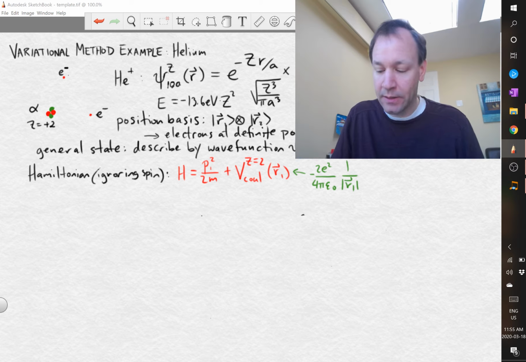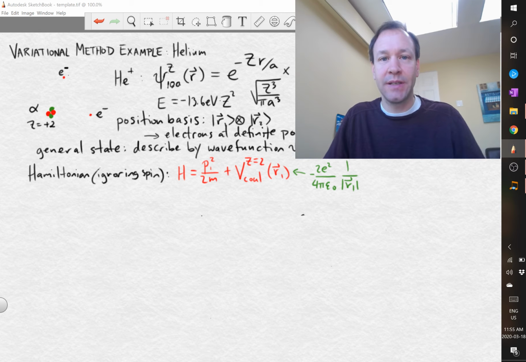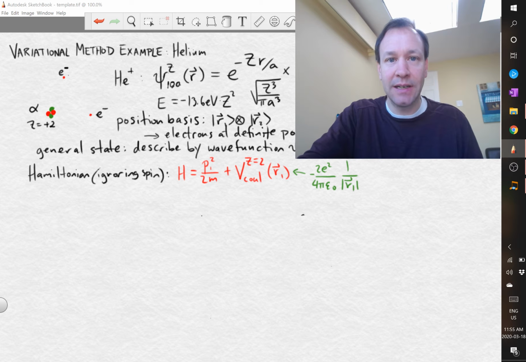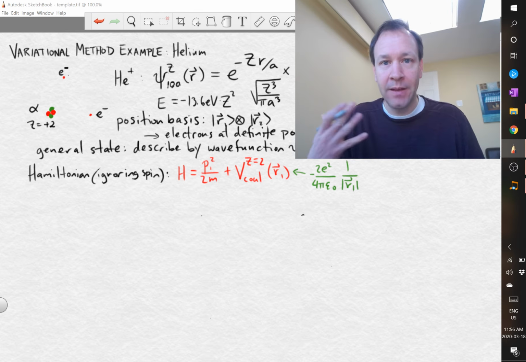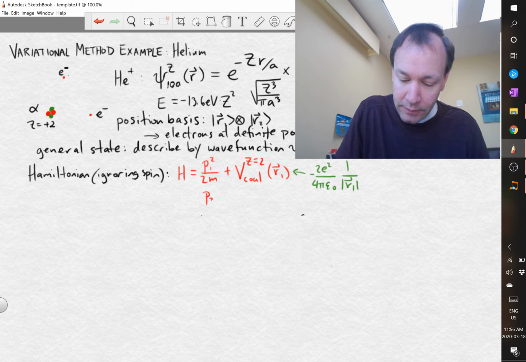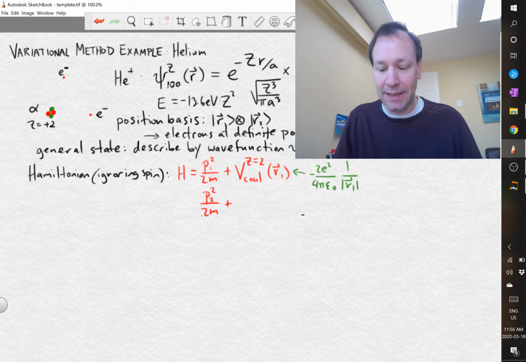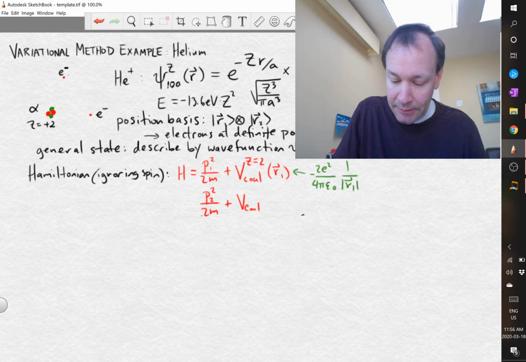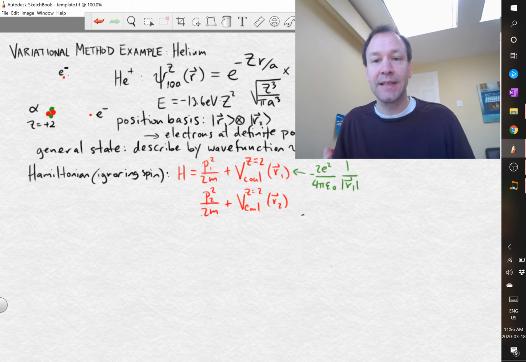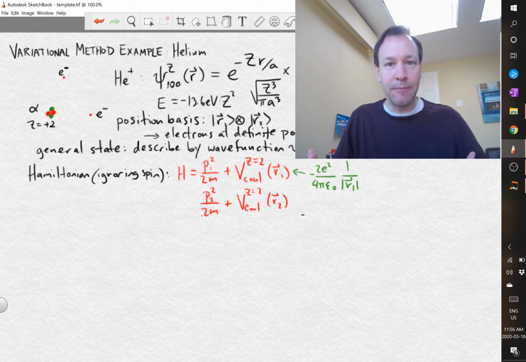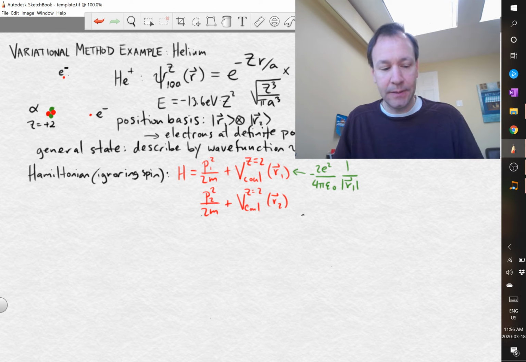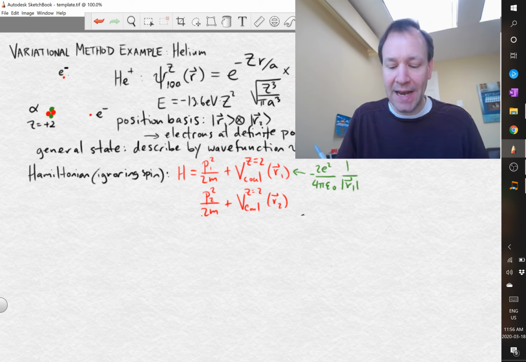Those are the terms in the Hamiltonian that describe the kinetic energy of the first electron and its interaction with the nucleus. Then there's a similar term with the kinetic energy of the second electron and the Coulomb potential term for the second electron, which is the potential energy of that second electron in the Coulomb potential of the nucleus.